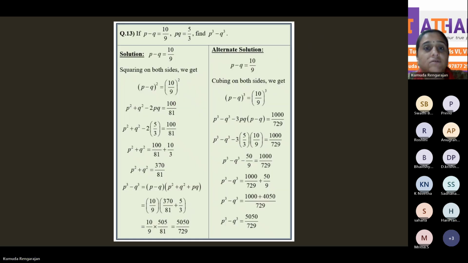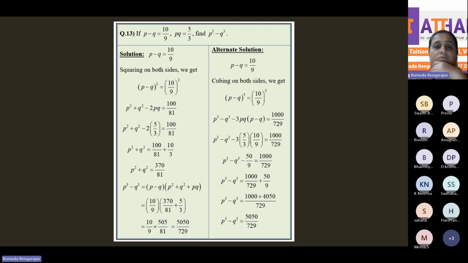Yes. Okay, so similar question here, children. Similar question. Here it was 27x cubed minus 8y cubed. So here find p cubed minus q cubed. So you can do it both the ways. Not everywhere I've given the alternate solution. So here you can see you have p minus q is equal to 10 by 9. We need to find p cubed minus q cubed.